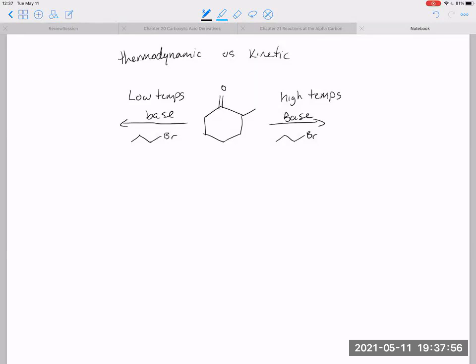The high temp will be the less sterically hindered, and the low temp will be the more stable. The antithetical. Other way. Yeah. Dang it. Right. So the way to think about it is low temps, things are moving slowly, so less steric hindrance means you have more chance of contact.